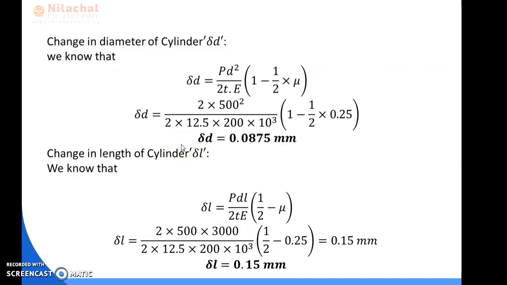The change in diameter can be obtained by the formula PD square by 2TE whole bracket 1 minus 1 by 2 into μ. That is σC by E, so σC into D, that is PD square by 2T. So putting the values, 2 into 500 square divided by 2 into 12.5 into 200 into 10 to the power 3, whole bracket 1 minus 1 by 2 into 0.25. That is, change in diameter is obtained as 0.0875 mm.